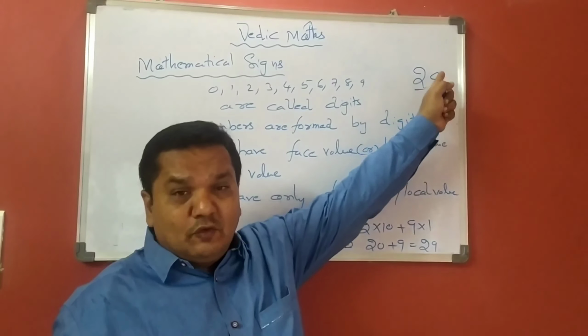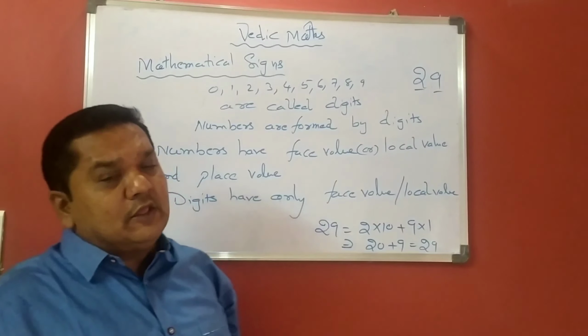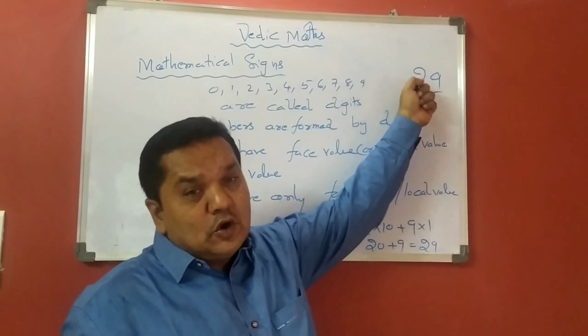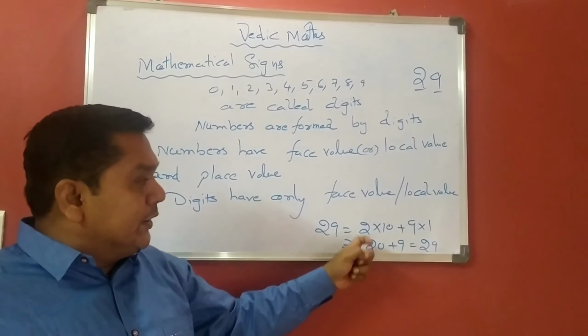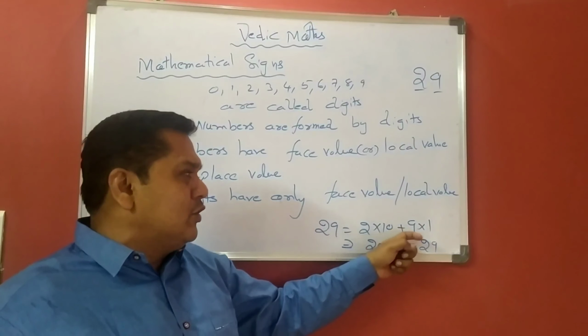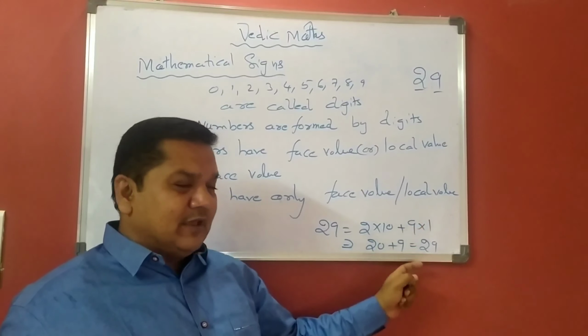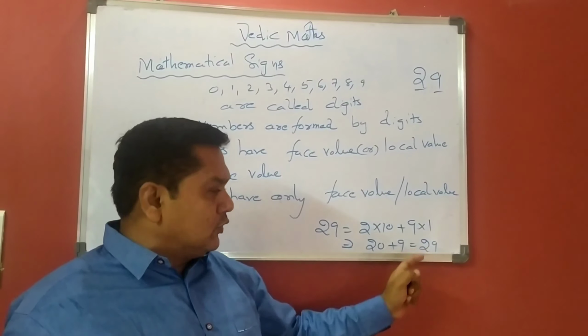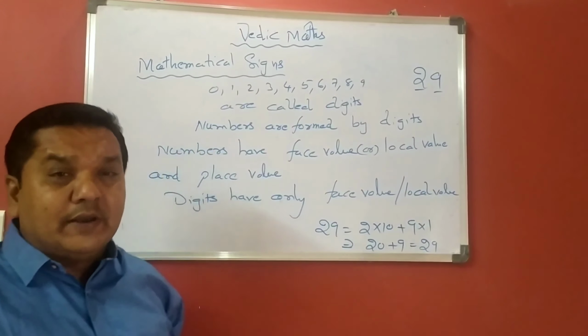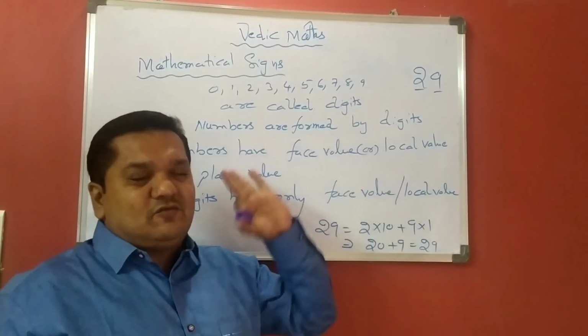So the face value is 29. For the place value, 9 is in the units place, 2 is in the tens place. 2 into 10: the tens place has value 10, the ones place has value 1. 2 into 10 is 20, 9 ones are 9. We add 20 plus 9 and we get 29.